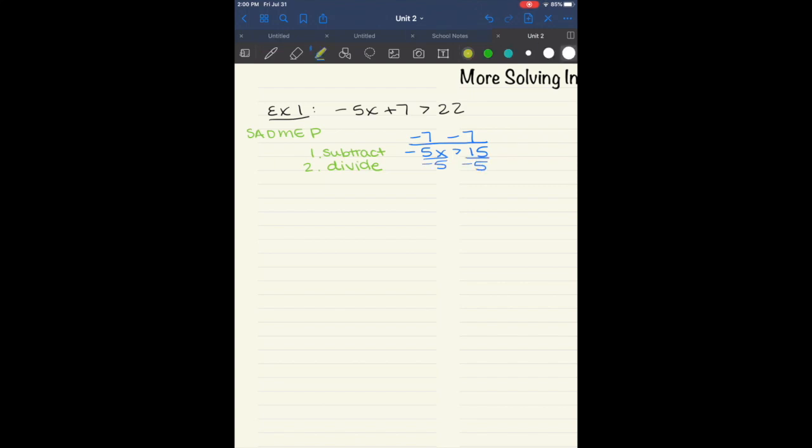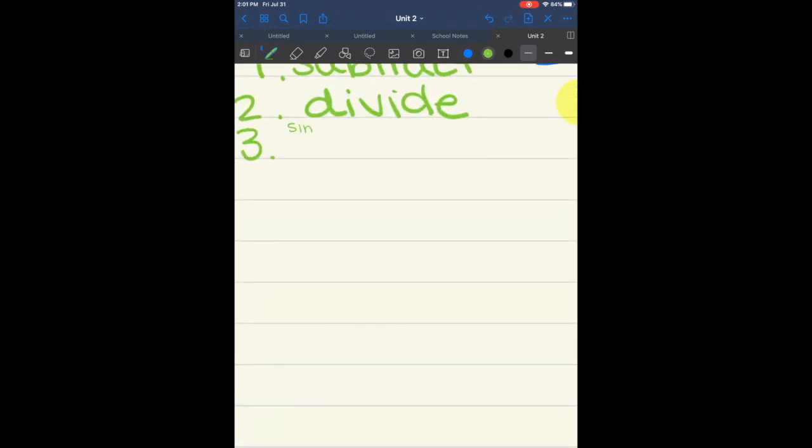I'm highlighting it because we're dividing by a negative. Don't forget about that part. So this is just a little note. Remember that since we divided both sides by a negative, we are flipping the sign. This is the biggest part of the unit, guys. Don't forget this part.